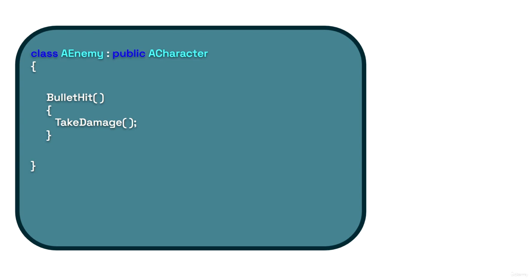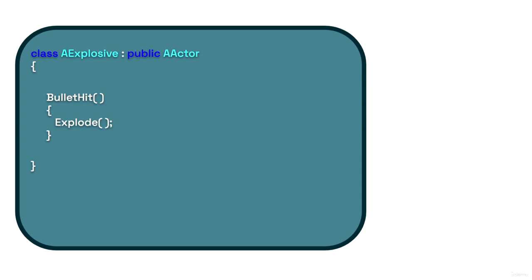Let's say I have an enemy class inherited from the ACharacter class. Now we can inherit from character and the interface as well. C++ allows multiple inheritance, which means the enemy will be an ACharacter as well as a bullet interface class. Now the enemy class will inherit all functions from the character class as well as all functions from the interface class. And it's up to the enemy class to implement the functionality for the bullet hit function.